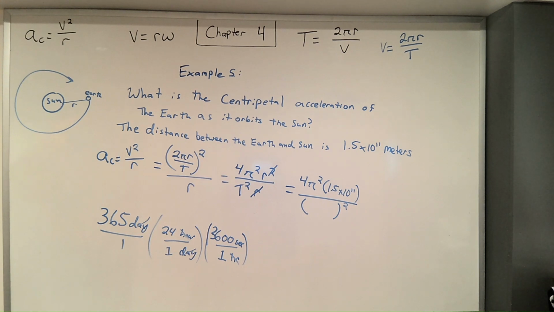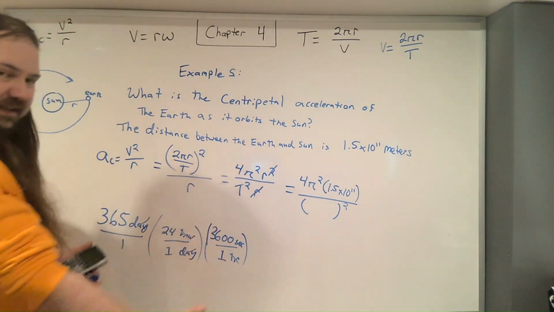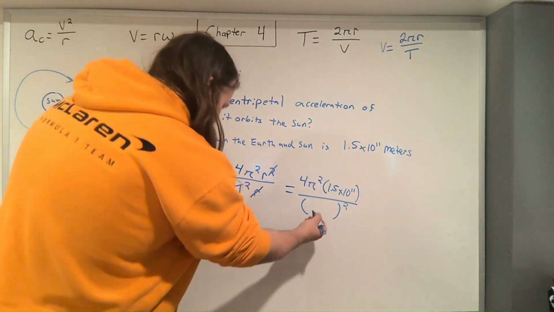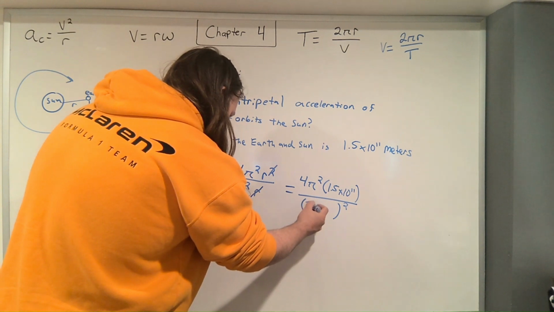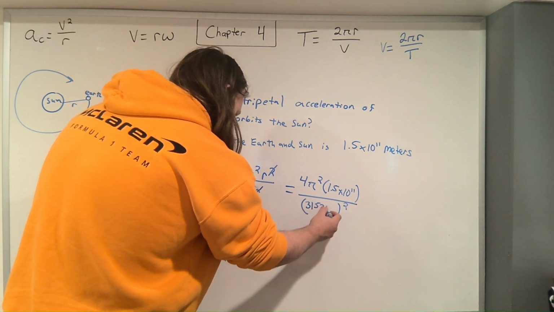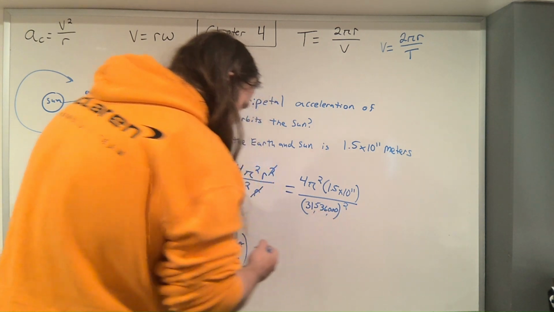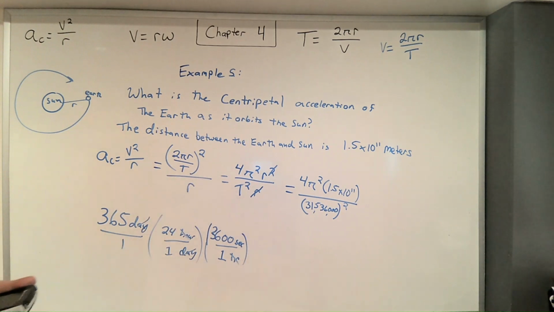So now we just do the math. 365 times 24 times 3,600, and that all gets divided by 1. And that will give us the amount of time in seconds that it would take. So this comes to 31,536,000 seconds in a year.